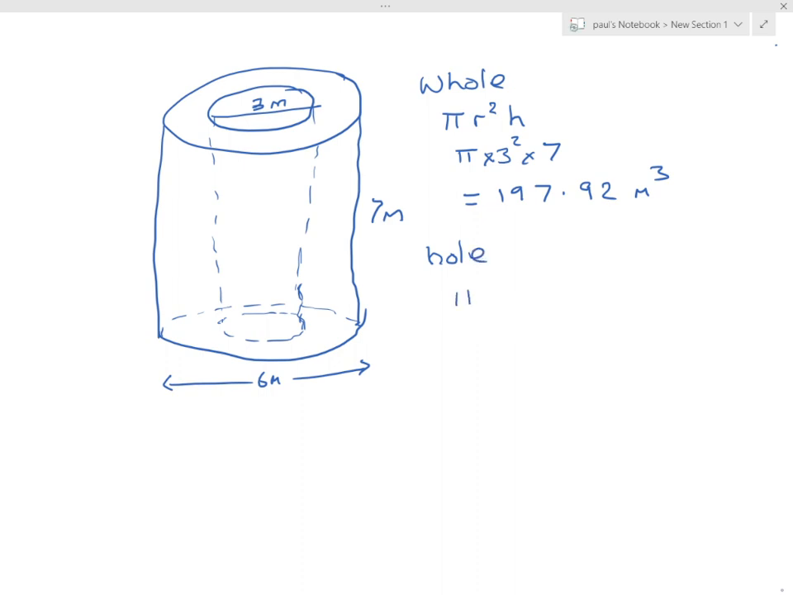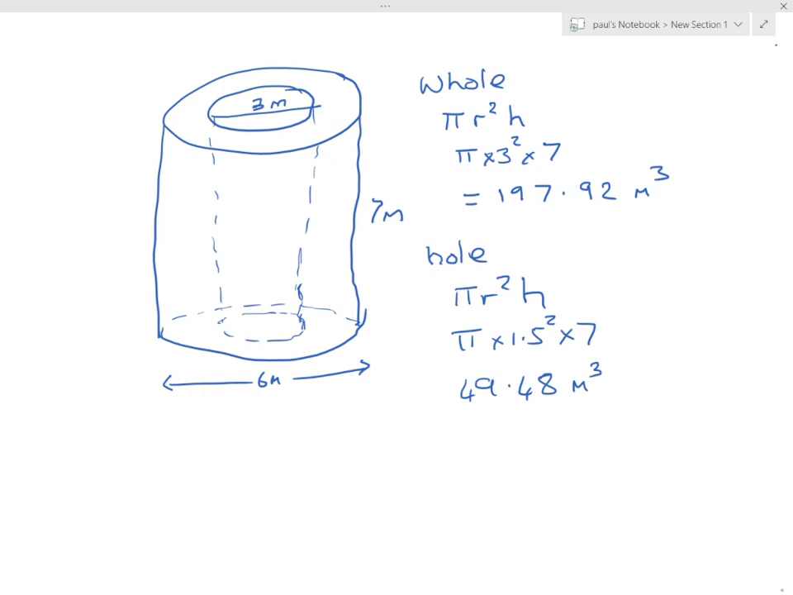and the volume of the hole is going to be pi r squared times the height, which is pi times 1.5 squared times 7 again, and that comes out as 49.48, more or less, meters cubed.